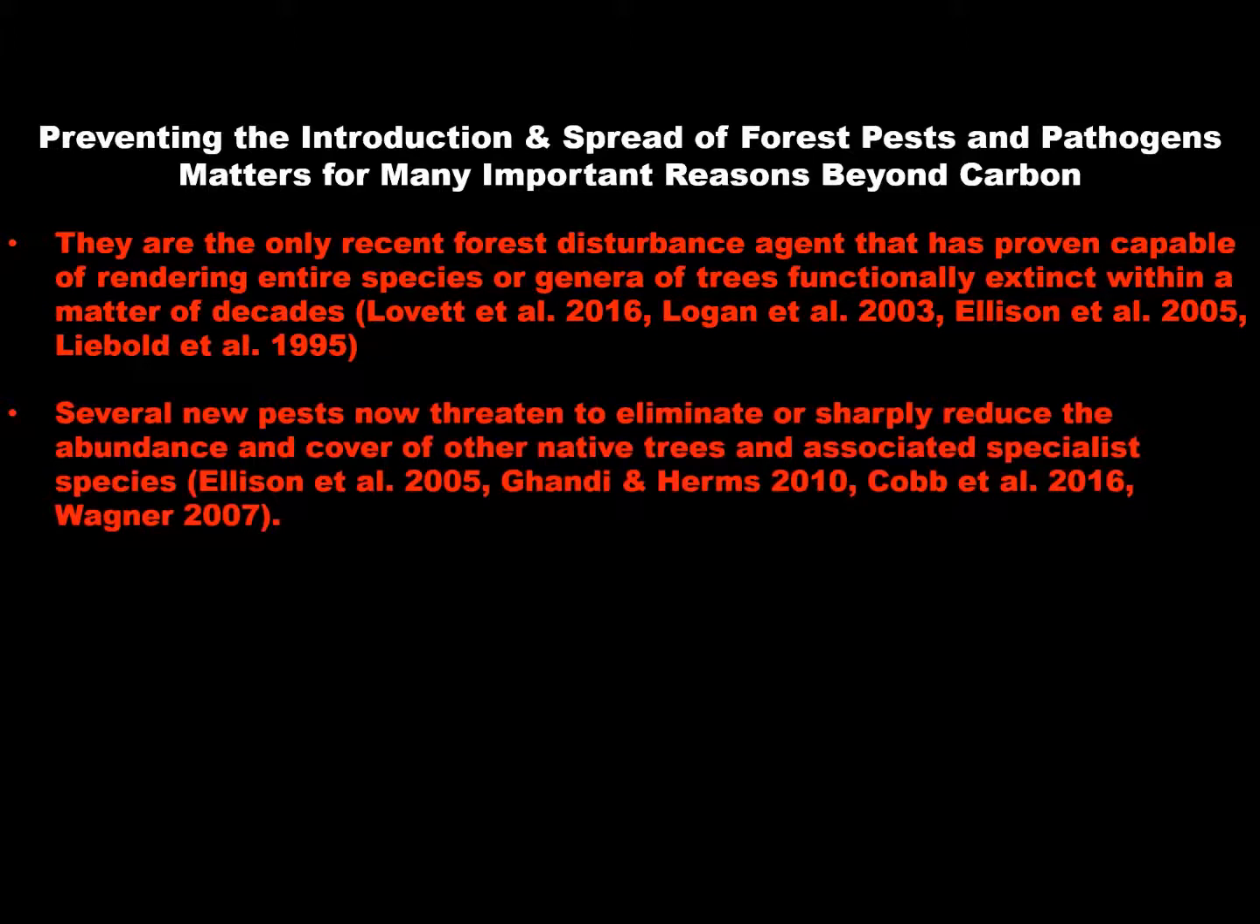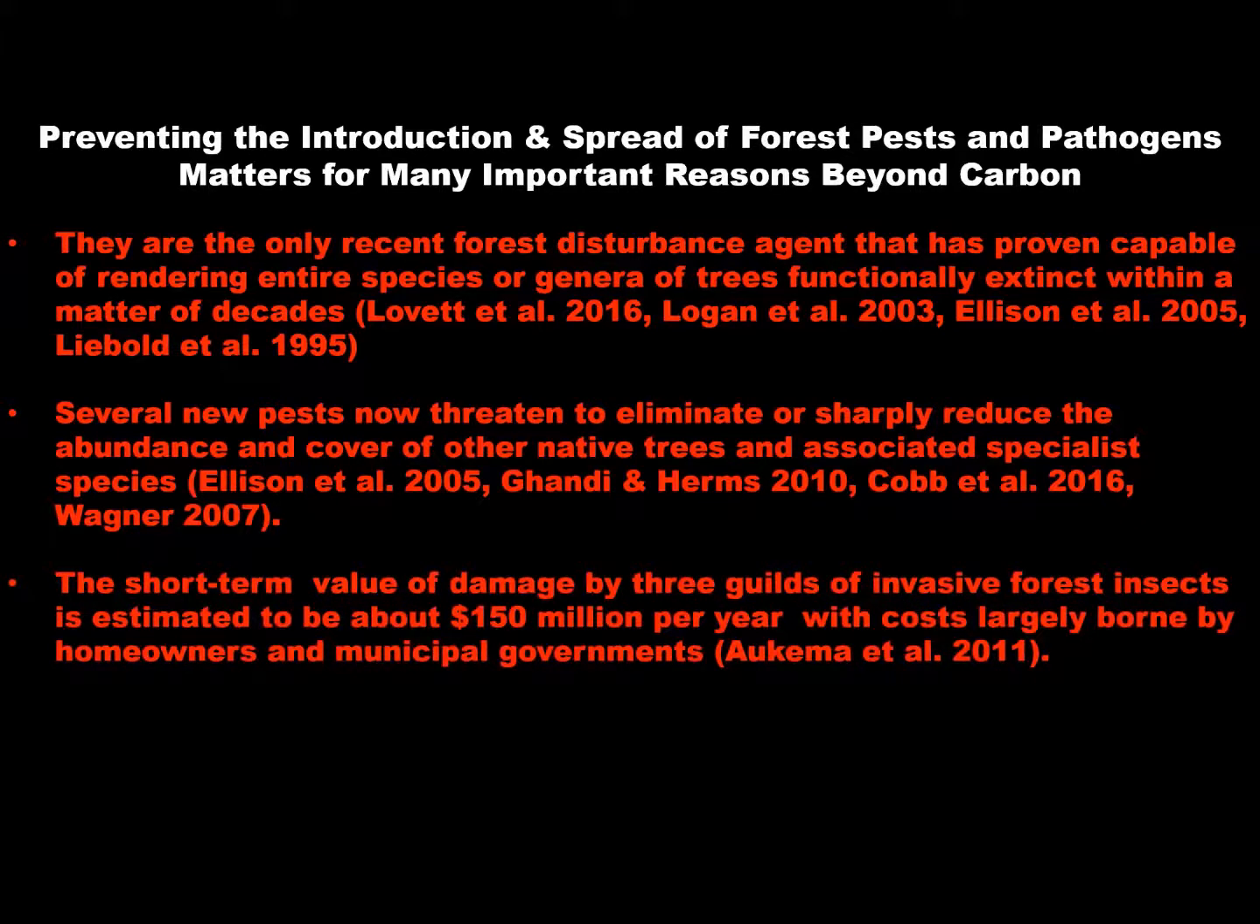Several new pests now threaten to eliminate or sharply reduce the abundance and cover of other native trees and associated specialist species. So again, emerald ash borer and hemlock woolly adelgid are prime examples of that. And the short-term value of damage by 3 guilds of invasive forest pests is estimated to be about $150 million per year, with costs largely borne by homeowners and municipal governments. So when you have forest pests and pathogens affecting cities, there's really no choice but to cut those trees down when they die, and that comes with overwhelming costs.